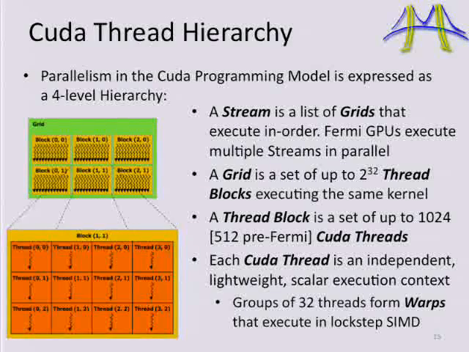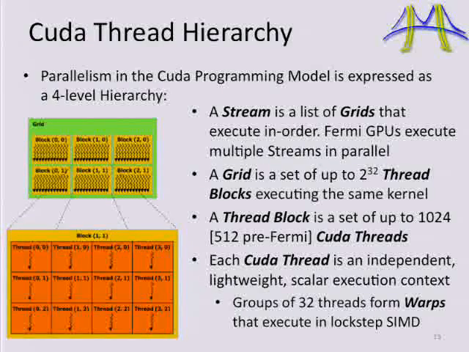So the CUDA thread hierarchy is essentially 4 levels. This highest level of streams is actually optional. If you don't specify any streams, CUDA will provide a default stream for you. But a stream is a list of these grids that will execute in order. You can have a large number of these streams, and the GPU will execute from all these streams in parallel. There's currently a limit of 16 streams, but that will change in the future and get larger.